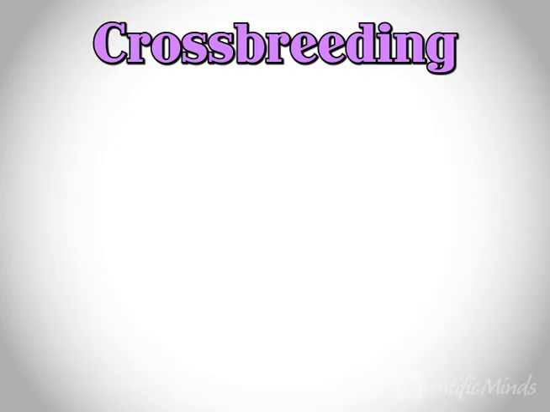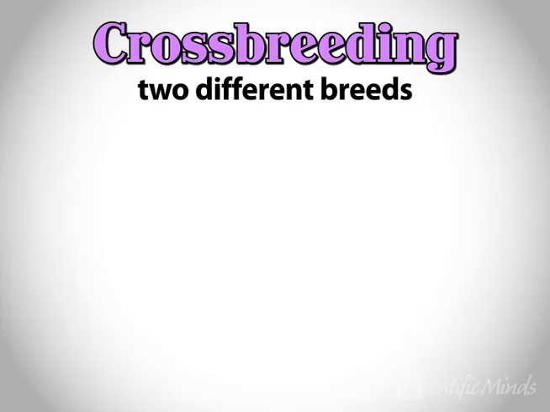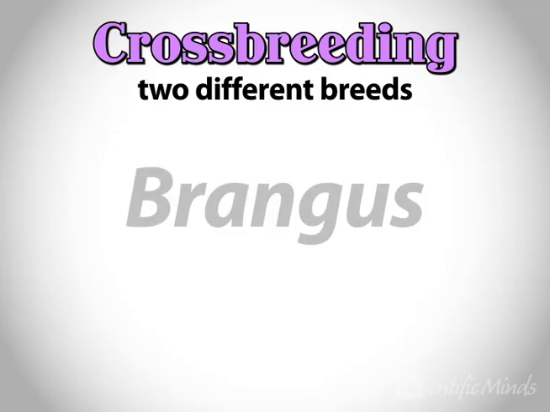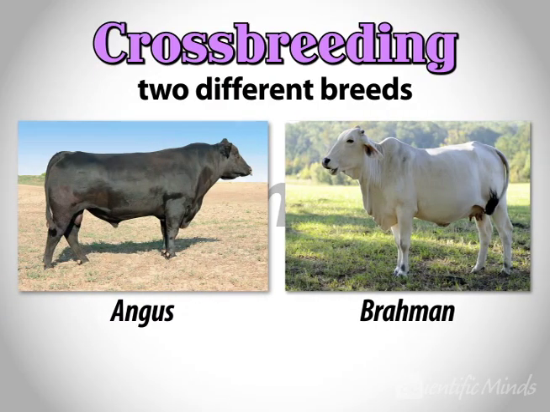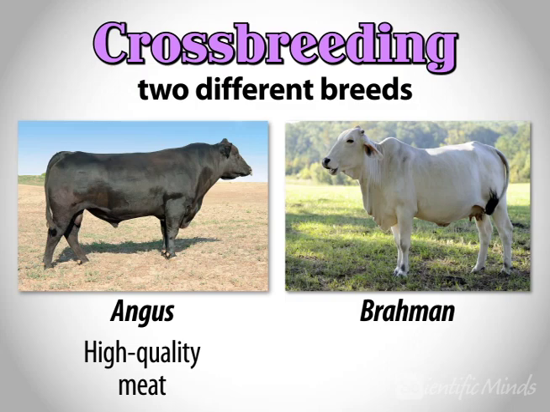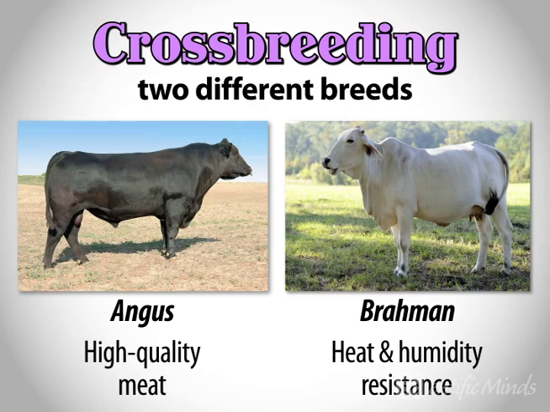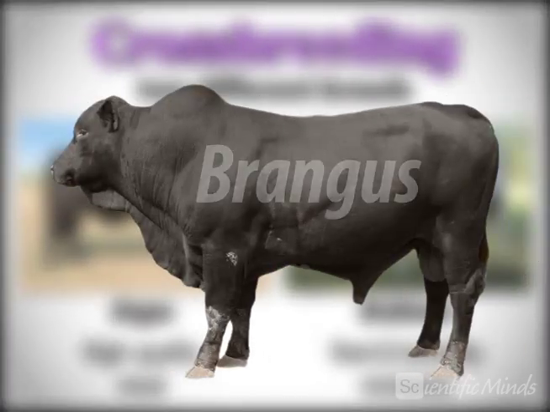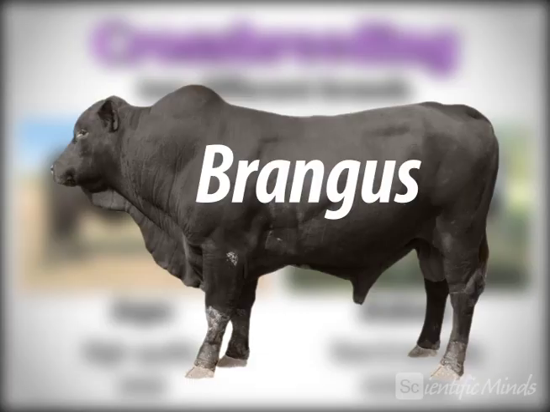Crossbreeding is the mating of animals from two different breeds. For example, the Brangus breed was formed by the mating of an Angus and a Brahmin. The Angus breed is known for the high quality of meat, while the Brahmin breed is known for its heat and humidity resistance. Crossbreeding the Angus and Brahmin results in a new breed that has the desired qualities of both breeds.